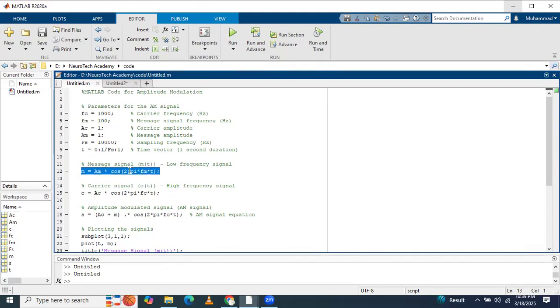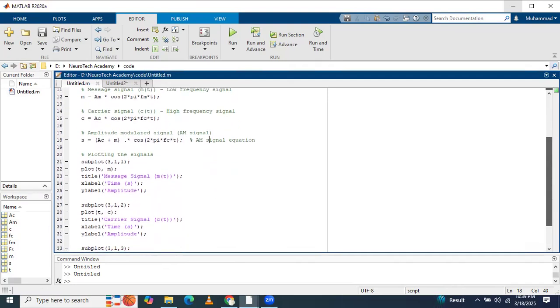So when you have defined your low frequency signal and high frequency carrier signal, then these two will be amplitude modulated. Like this, S is equal to your amplitude modulated signal: AC, this one, plus this one, the message signal, multiplied by, it will be dot multiplication, this one, cos of 2 pi times FC times T. So this is your amplitude modulated signal.